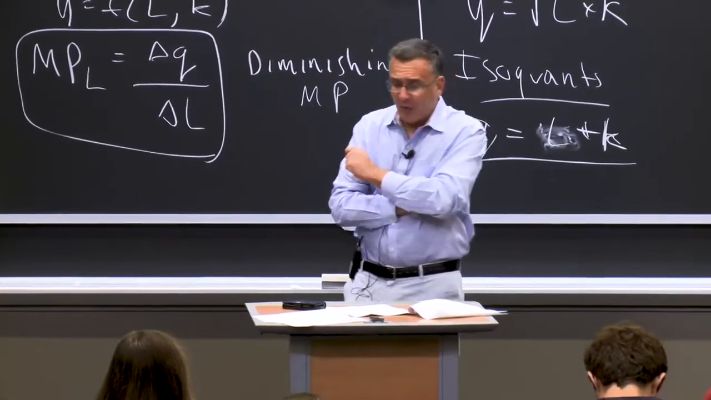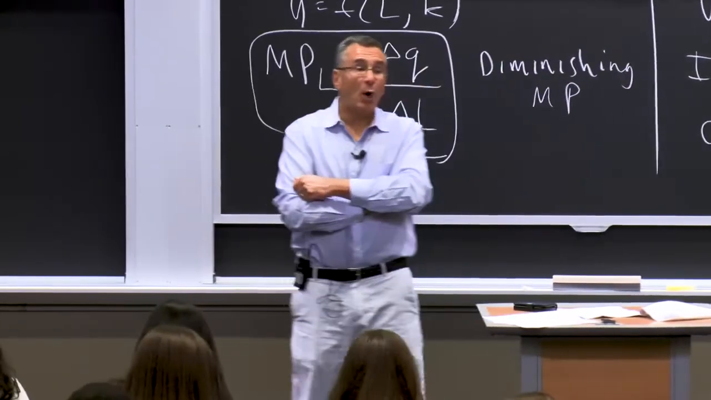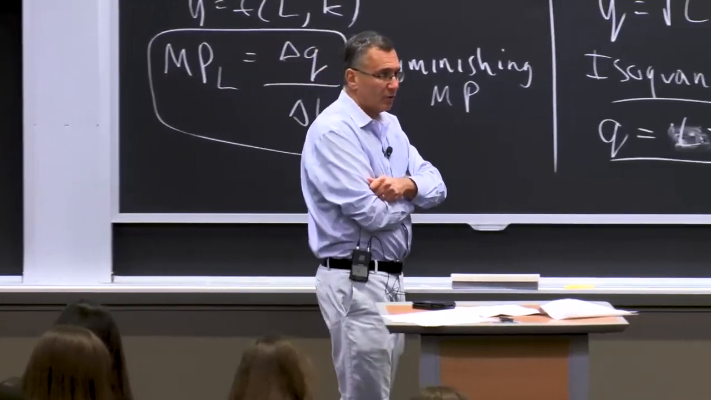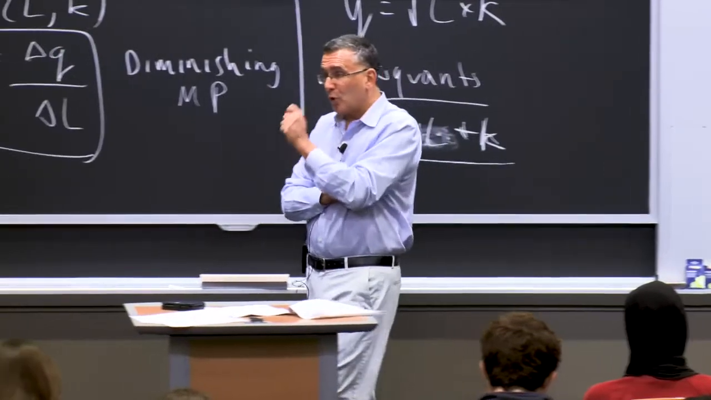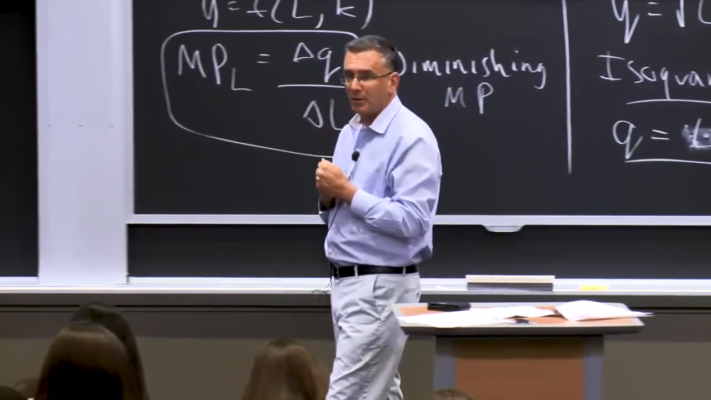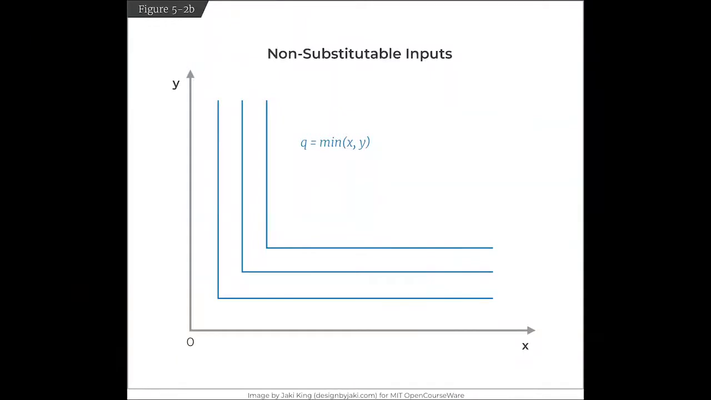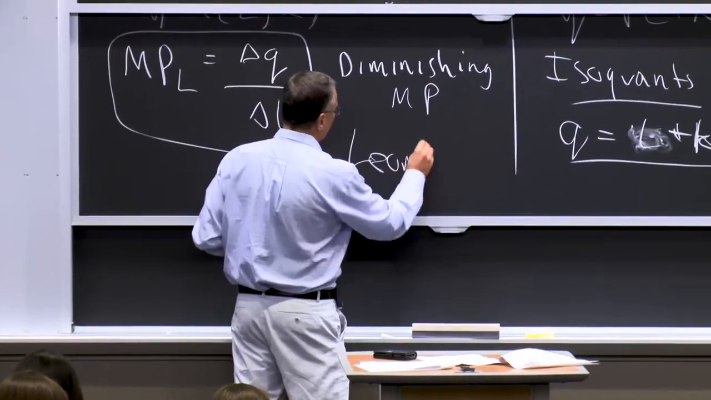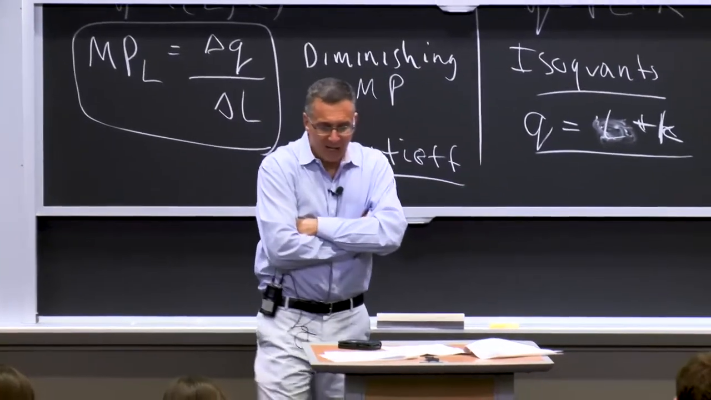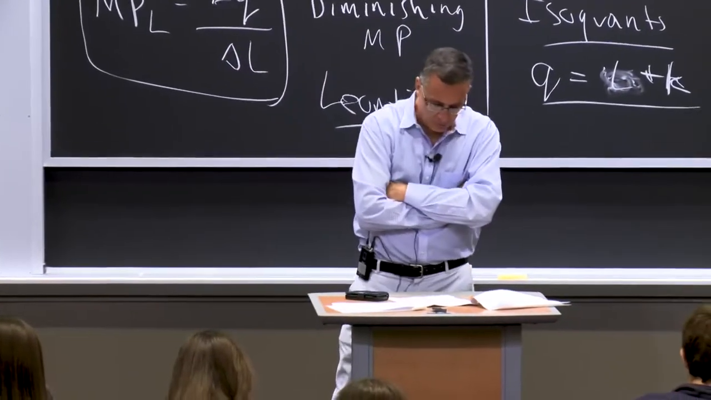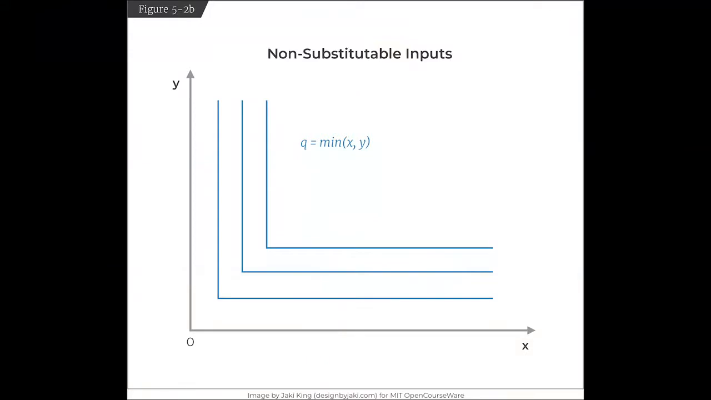At the other extreme would be perfectly non-substitutable inputs. Inputs where you can't produce one more unit without one of each input. That would look like figure 5.2b. We call this a Leontief production function. A Leontief production function is one where there's non-substitutable inputs, where the production function is the min of X and Y. That one more unit of Y does you no good unless you also get one more unit of X.